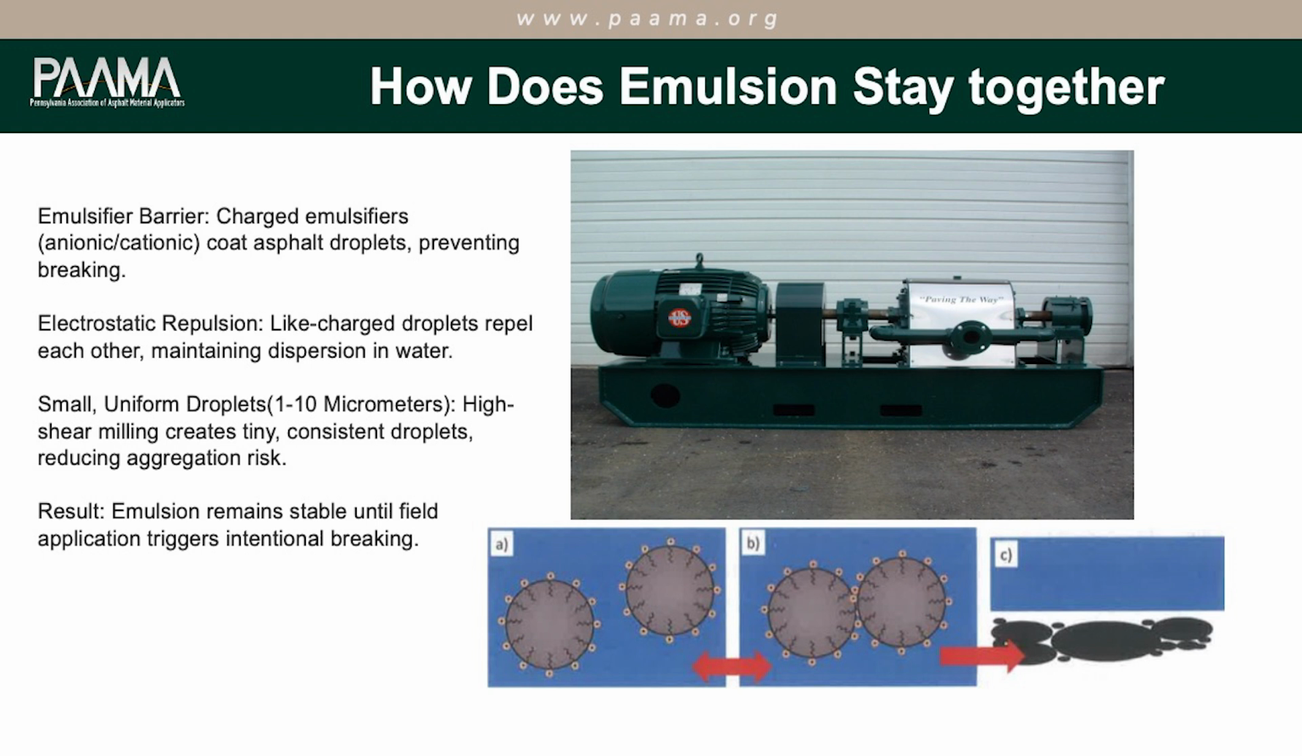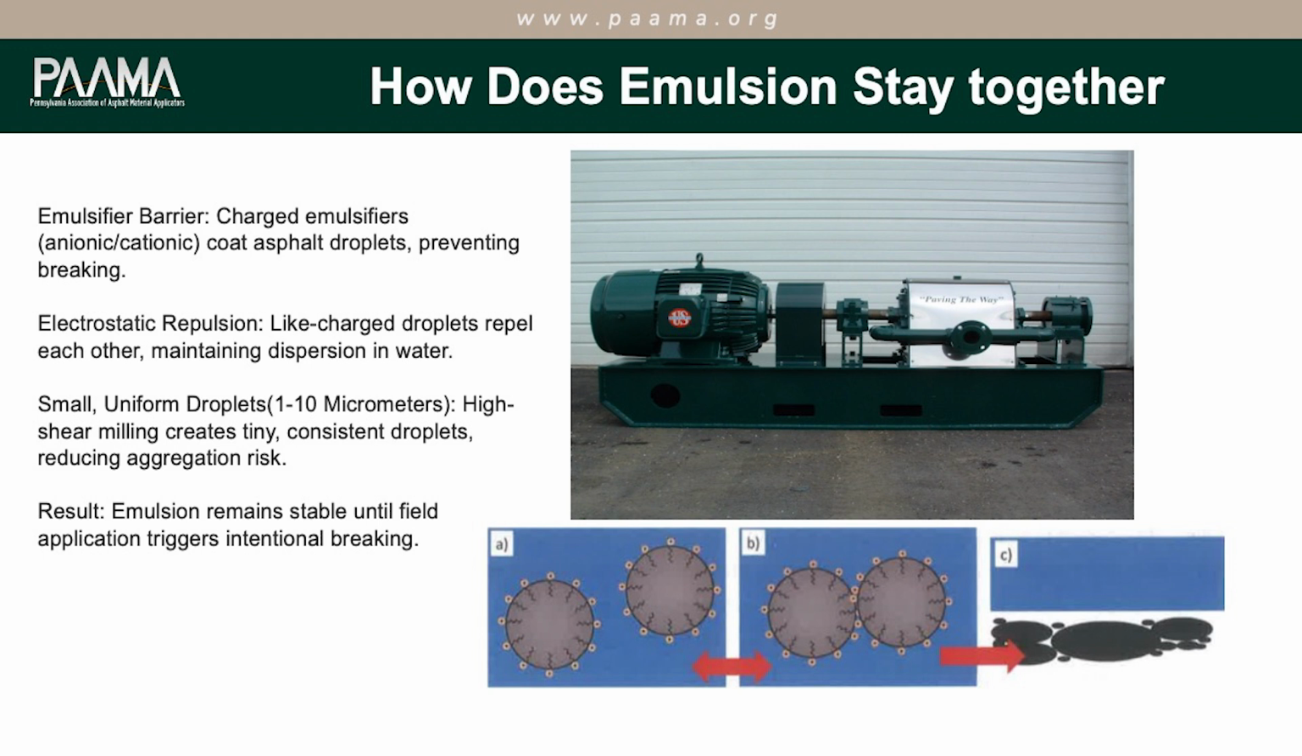The high shear milling creates tiny, consistent droplets, reducing the risk of aggregation or flocculation, or just the asphalt coming together before you want it to in tanks. The end result here is the emulsion remains stable until field application triggers intentional breaking.